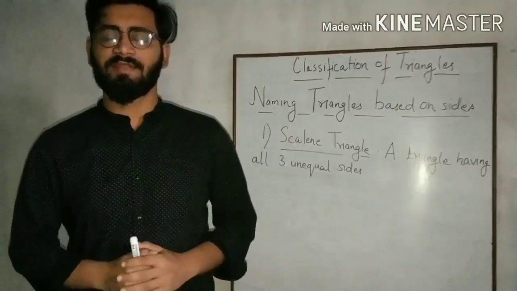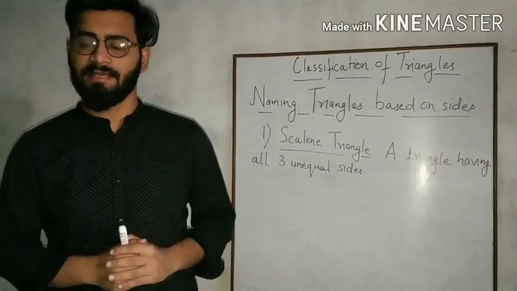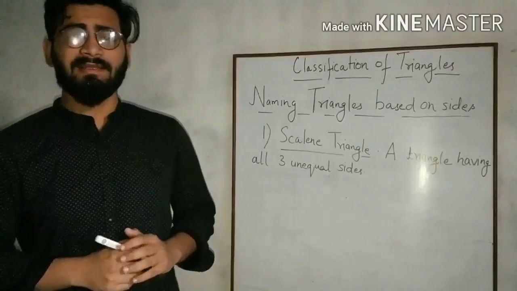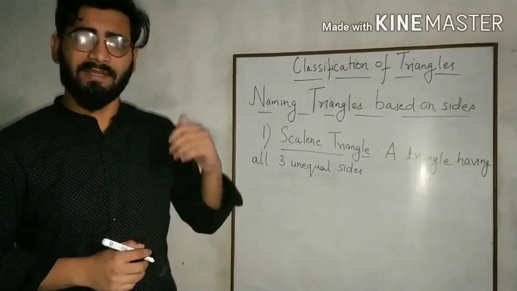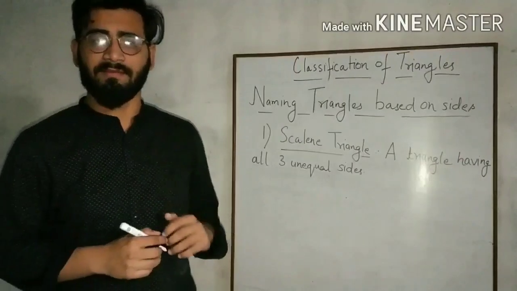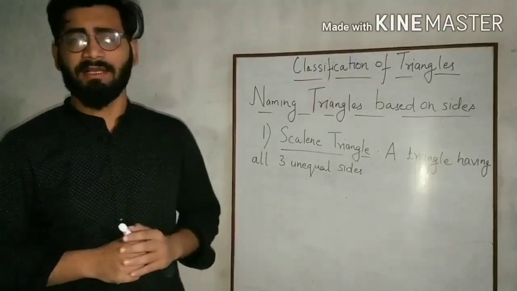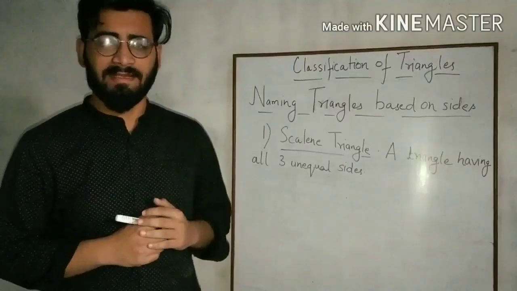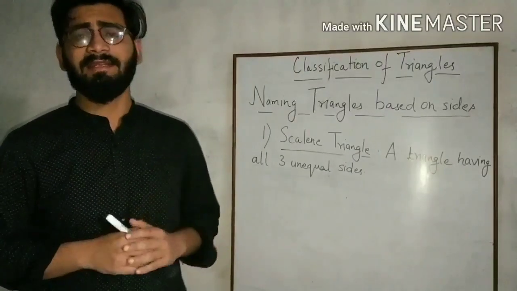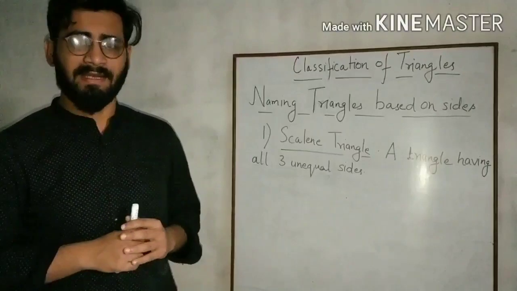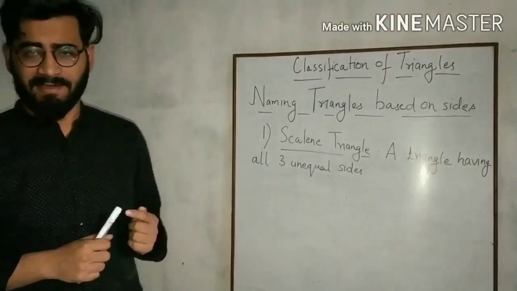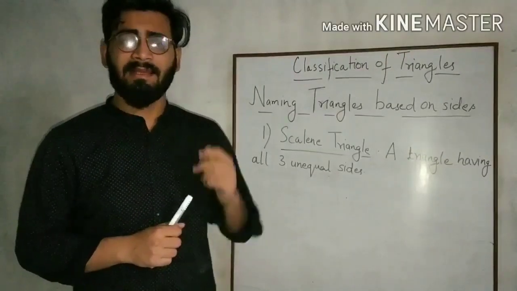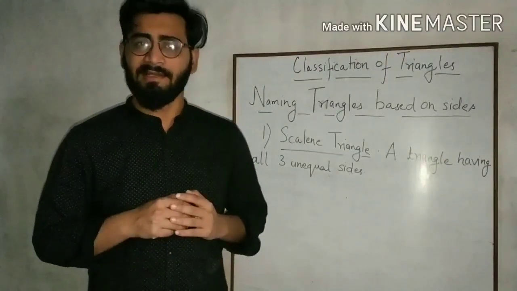Now we are going to study the classification of triangles. Okay. So basically triangles can be classified on the basis of their sides and on the basis of their angles. So first of all, let us learn the triangles on the basis of their sides. Okay. So there are 3 types of triangles based on their sides. First one is scalene triangle. Okay. Second one is isosceles triangle. And the third one is equilateral triangle.